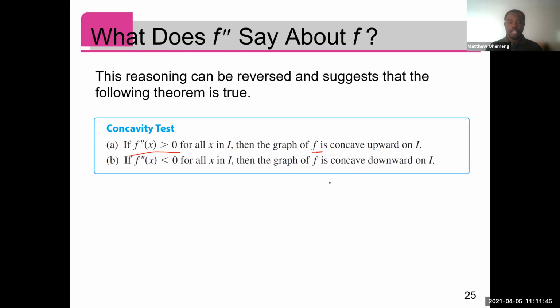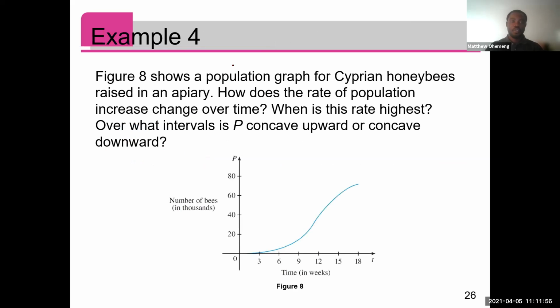Okay. Then moving on, let's just use this concavity test. We will talk about the last test in the following slides. So let's test our knowledge on the concavity test in this example. So for Fig 4, right, it shows the population graph of cyprian honeybees raised in an apiary, right? How does the rate of population increase change over time, right? So this is talking about the rate of the population increase change over time, right? When is the rate highest? Over what intervals is P concave upward or concave downward? So let's answer all of these questions here, right?